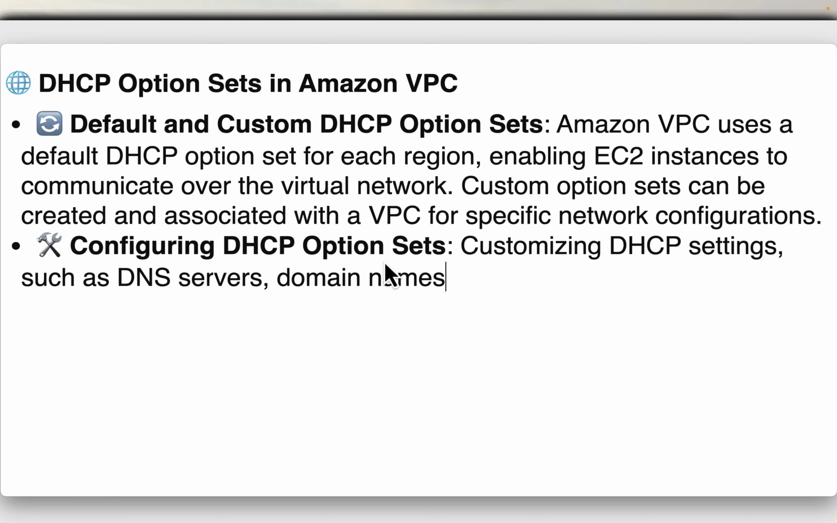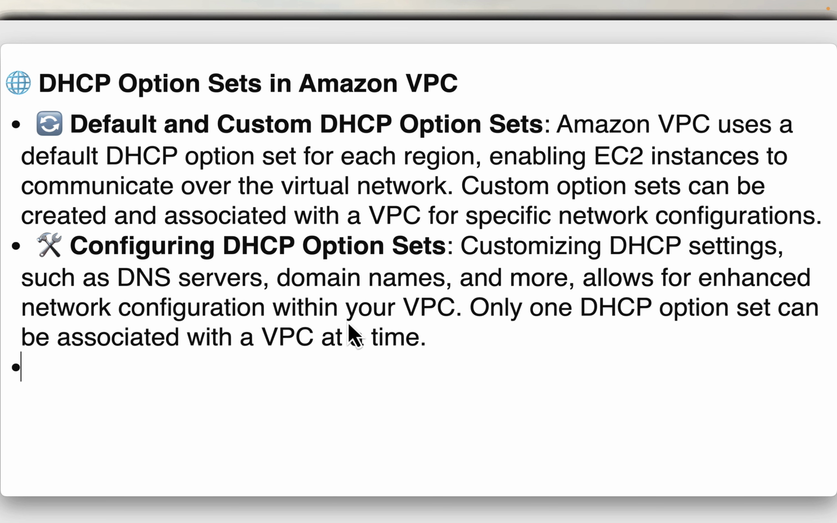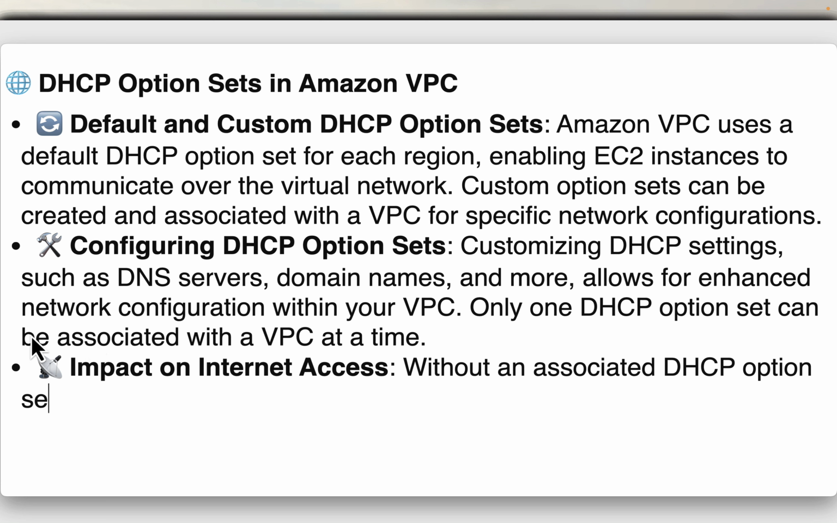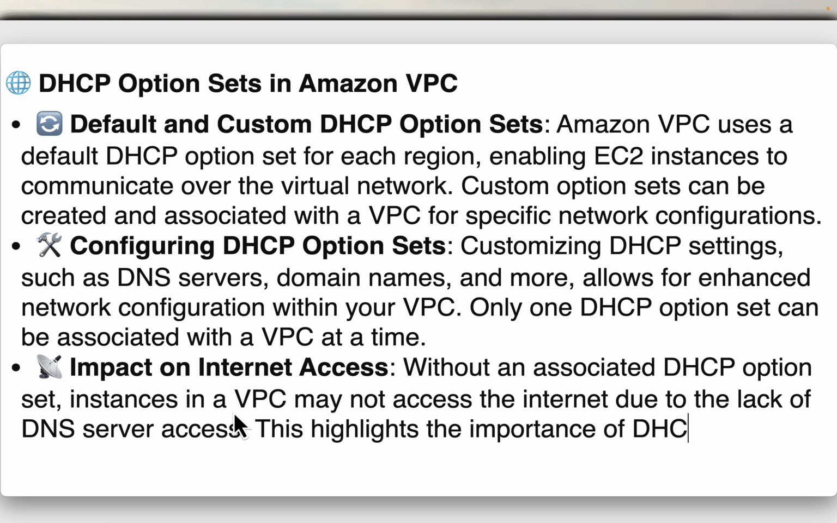Configuring DHCP option sets. Customizing DHCP option sets such as DNS servers, domain names, and more allows for enhanced network configuration within your VPC. Only one DHCP option set can be associated with a VPC at a time. Impact on internet access: without an associated DHCP option set, instances in a VPC may not access the internet due to the lack of DNS server access. This highlights the importance of DHCP option sets for network connectivity.